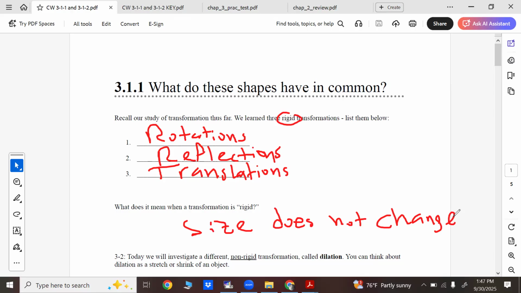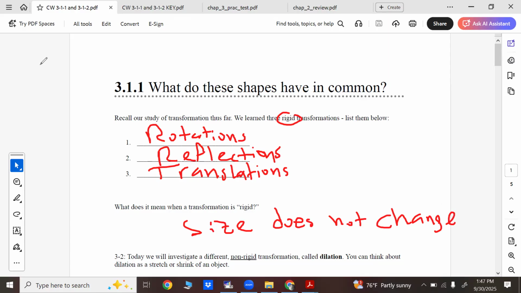Lucas, can you read 3.2, please? Sure. Today, we will investigate the different non-rigid transformations: dilation. You can think about dilation as a stretch or shrink from the origin. If we were to stretch ABC by a factor of 3 from the origin in diagram number 2 below, we specifically see how to dilate a figure. We'll discuss as a group.